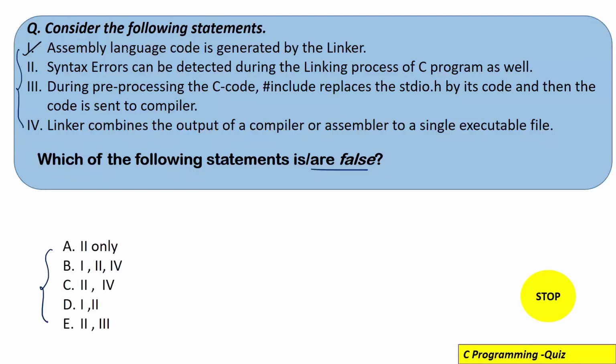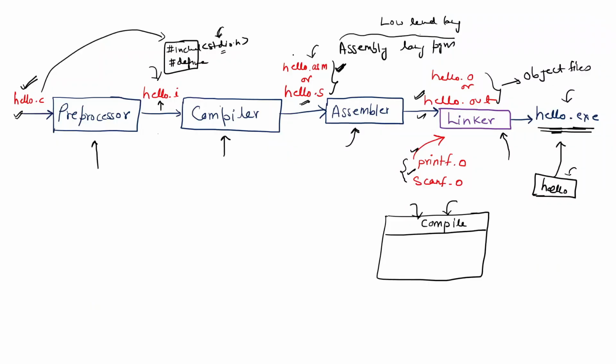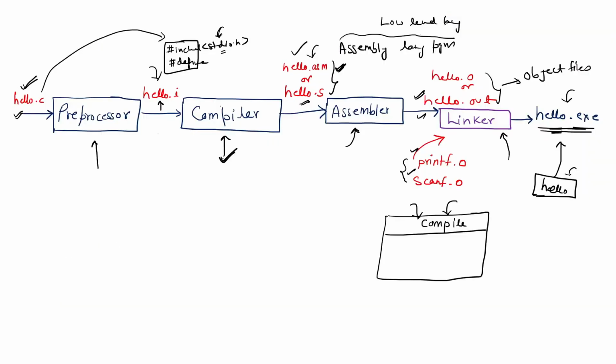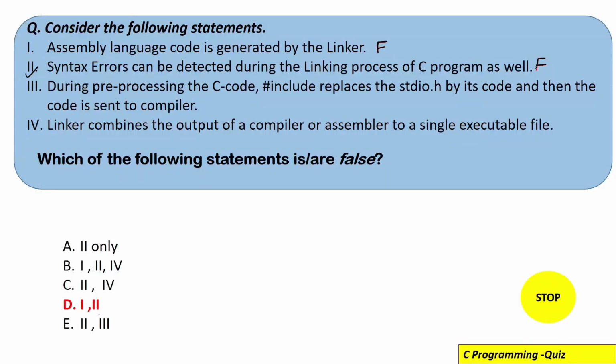The first statement says assembly language code is generated by the linker. Here you can see assembly code is not generated by the linker. It was generated by the compiler. So this statement is false. Now let's see the second statement. It says syntax errors can be detected during the linking process of a C program as well. Actually all the syntax errors are caught by the compiler, not by the linker. The work of the linker is to combine the various object files. So this statement is also false.